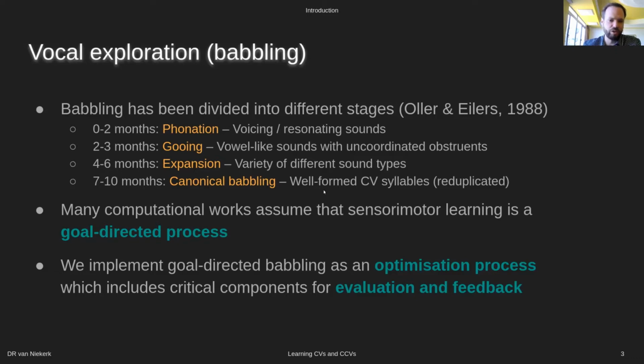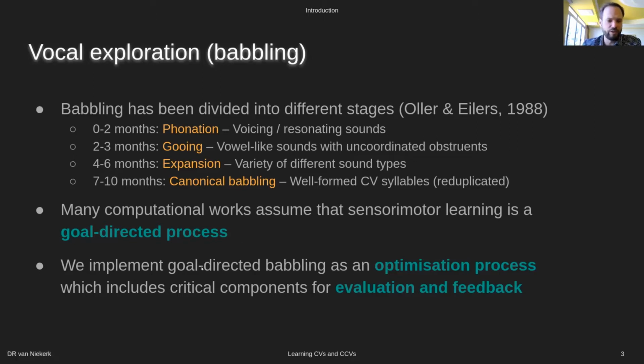During and after this stage, the learner is able to produce syllables that can be perceived as phonologically useful, and those syllables are usually repeated, reduplicated in reality. In terms of computational work on this process, many works consider this part of sensorimotor learning, and at least the latter phases of this babbling process are often considered to be goal-directed. So the learner has some goal in mind during exploration, that they're trying to produce specific types of syllables, and gradually they explore the vocal tract until they are able to produce these sounds.